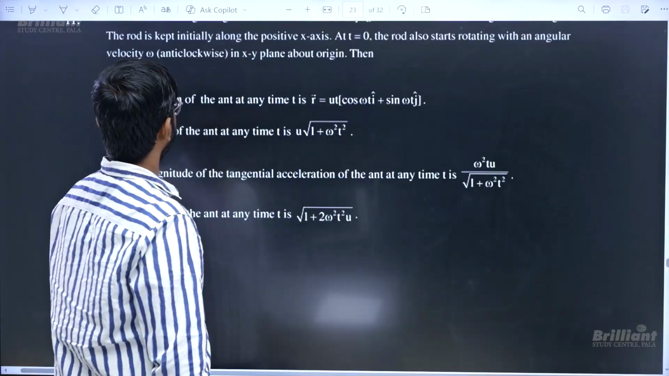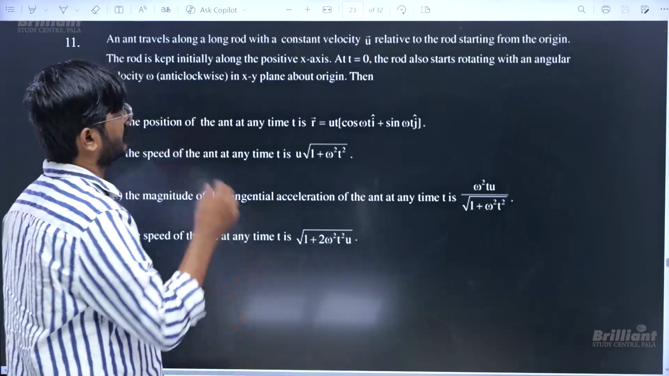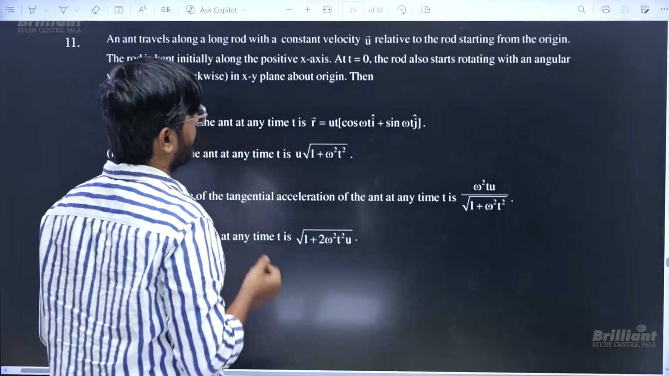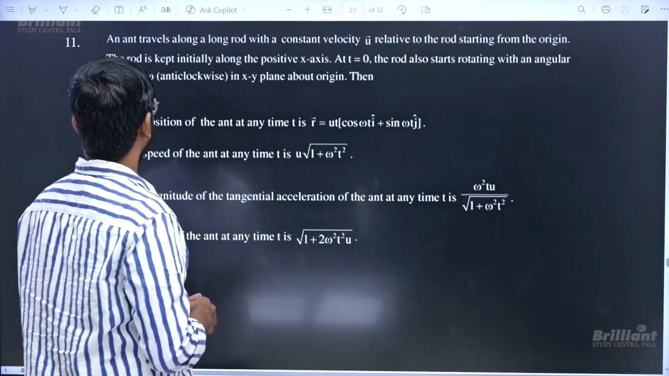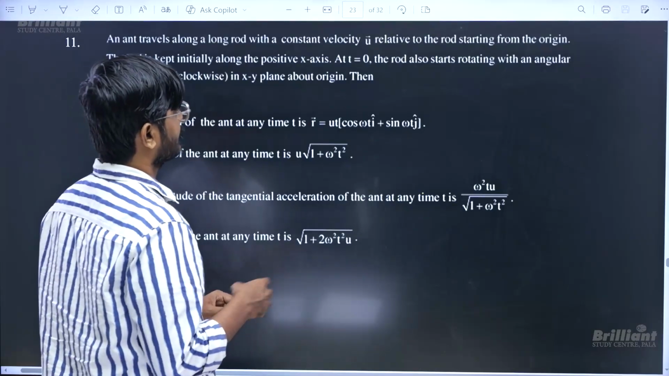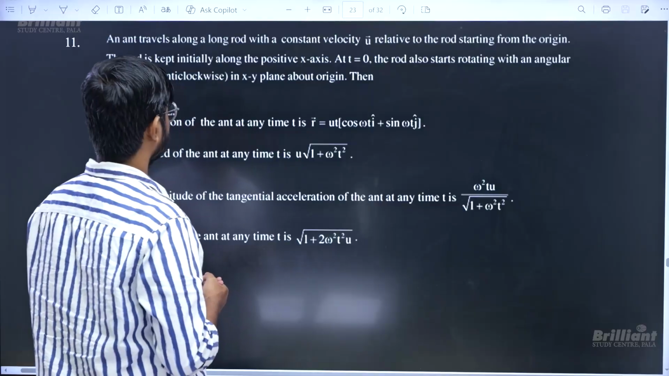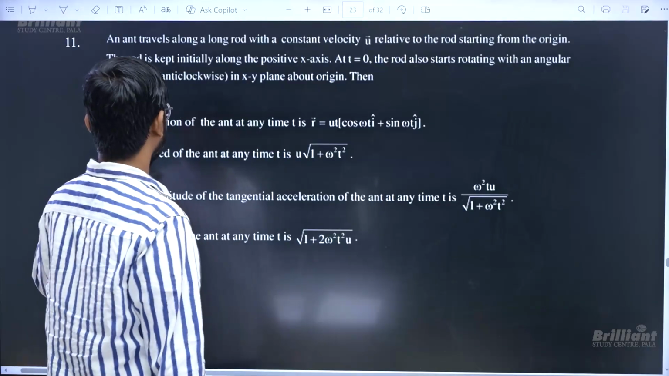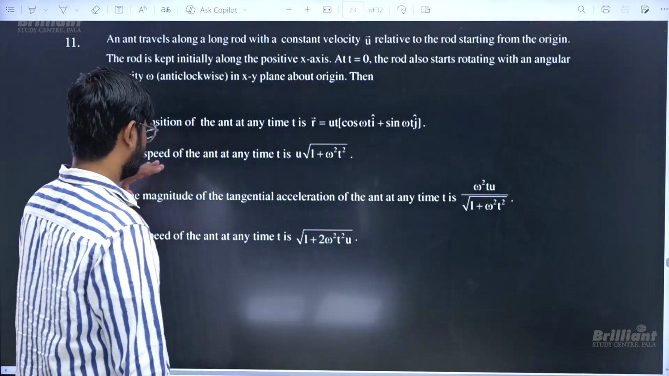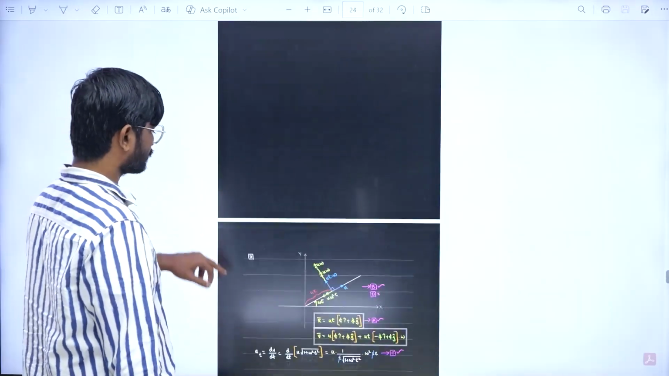An ant travels along a rod with a constant velocity u relative to the rod, starting from the origin. The rod is kept initially along the positive x axis. At t equals 0, the rod also starts rotating with an angular velocity omega in the xy plane about the origin. Then the position, speed and magnitude of tangential acceleration you need to calculate.